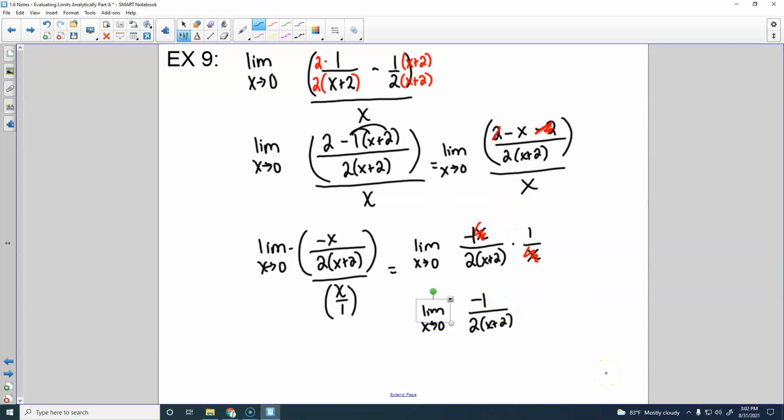So at this point, when something has canceled, you can probably use direct substitution. So I'm going to try direct substitution. Negative 1 over 2 times 0 plus 2 is going to give me negative 1 over 2 times 2. So I get negative 1/4 for my answer.